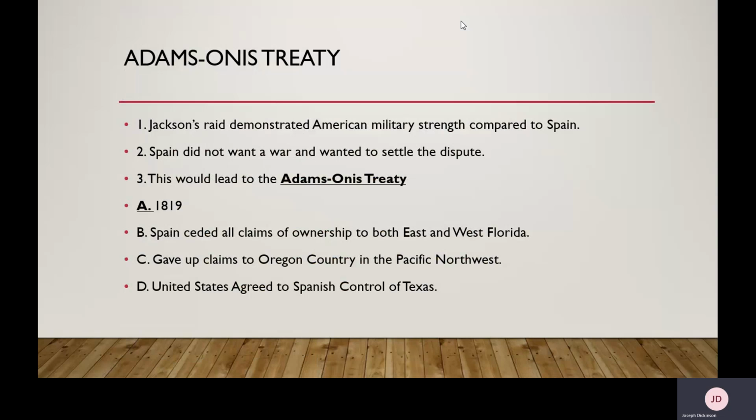So I'll decide this on the second go around. If you could make a little chart and just put Adams-Onis Treaty, and then make a circle and then just draw 2 lines saying that this is what they got, B and C. And then with D, the United States agreed to Spanish control of Texas. So that's parts of Texas. We'll actually get to the Texas Revolution where we'll talk about where we go to war with Mexico. So that'll be further down the line.